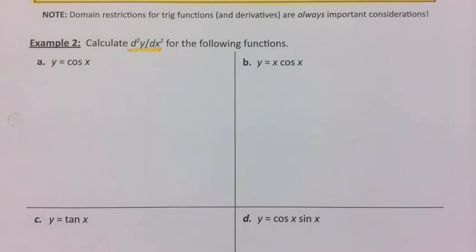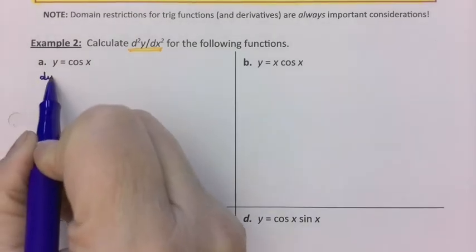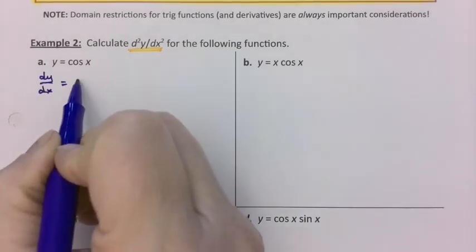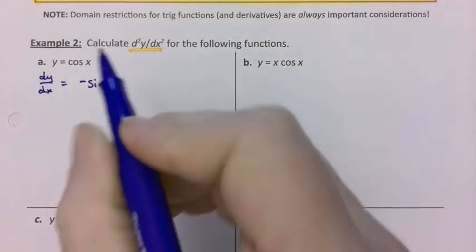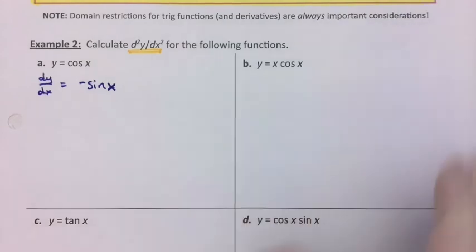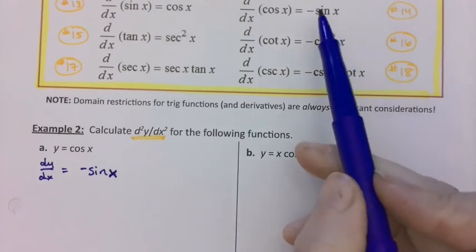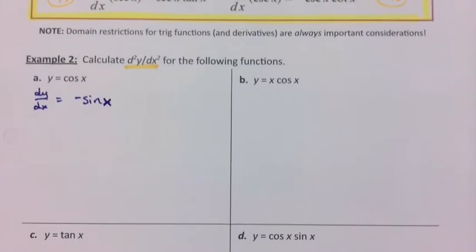Actually, in the first example I'm going to go even further and give a few different derivatives. So the first derivative, which is dy over dx: the derivative of cosine is negative sine of x, according to rule number 14 right here. Derivative of cosine is negative sine.